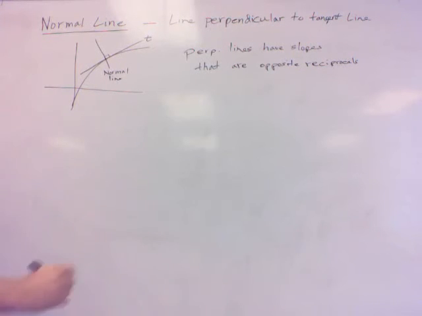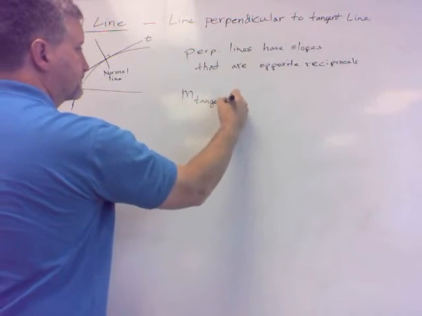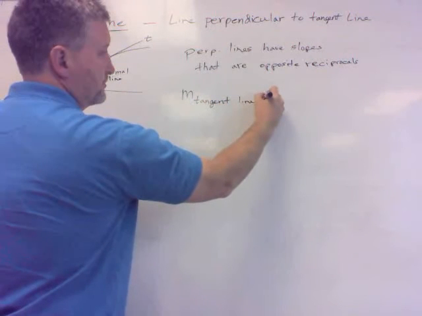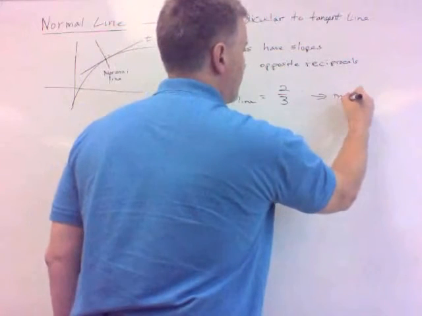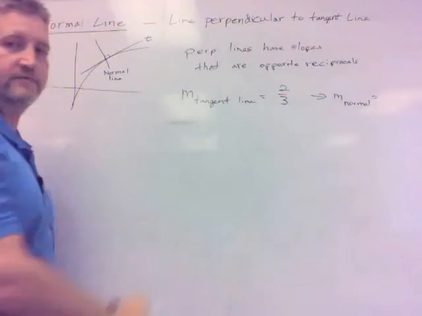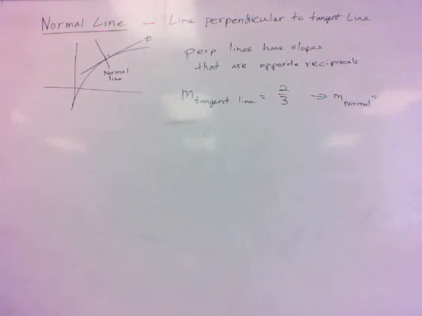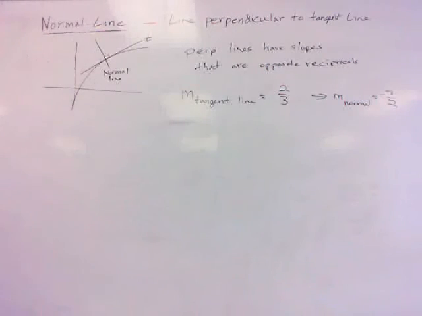So if the slope of our tangent line is 2/3, then the slope of the normal line, that's just the perpendicular to it. What would be perpendicular to it slope-wise? That would be -3/2. Okay? So it's really just about that easy.